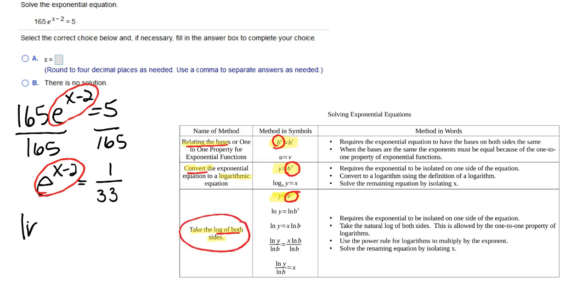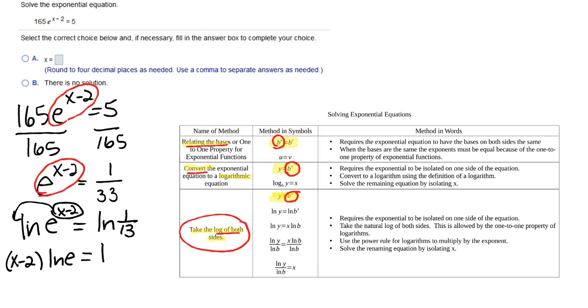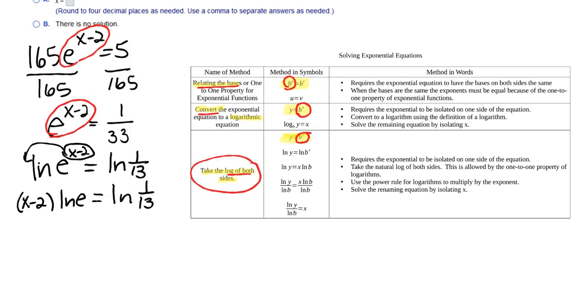I'm going to take the natural log on the left and take the natural log on the right. I'm able to use the power rule to bring that power out front. x minus 2, natural log e, is natural log of 1 over 13. Natural log of e is the same thing as 1.